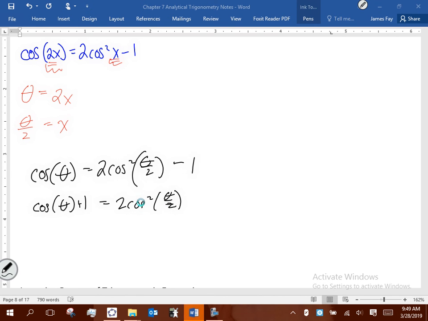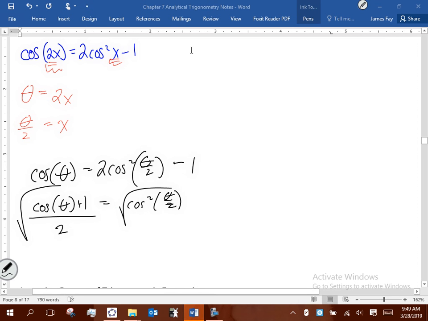Then what? I'm solving for cosine. I have to divide by 2, correct? So that'll wipe away the 2. Then what do I have to do? I'm trying to solve for cosine. Square root both sides, right? So the cosine half angle formula is going to look like this. Cosine of theta over 2 is equal to plus or minus, because if I take the square root, that's going to be plus or minus there.